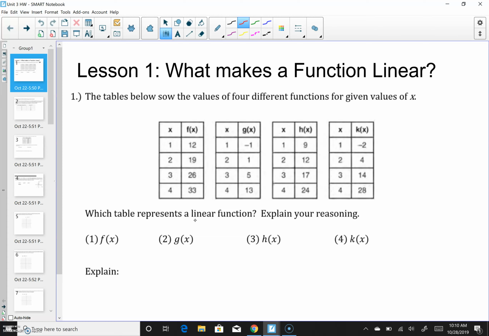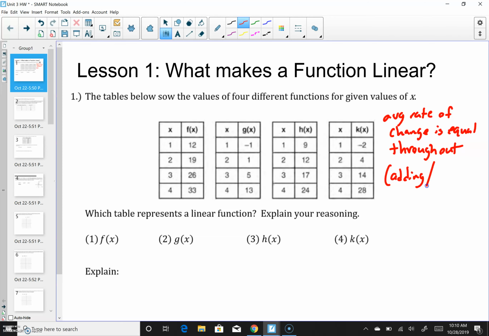So if you look at all the tables, we go 1, 2, 3, 4 in the x column, 1, 2, 3, 4. So really what we can just worry about is our f of x, our g of x, our h of x, k of x, which in other words are our y columns. And the key to being linear is your average rate of change is equal throughout. So as we check each interval, we have to be adding or subtracting the same number the whole time.